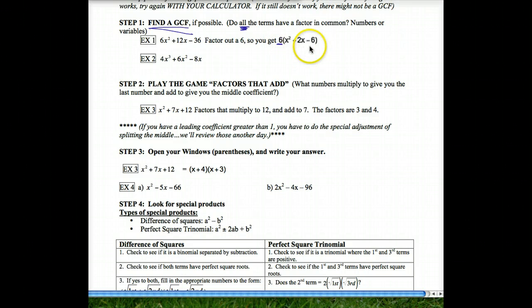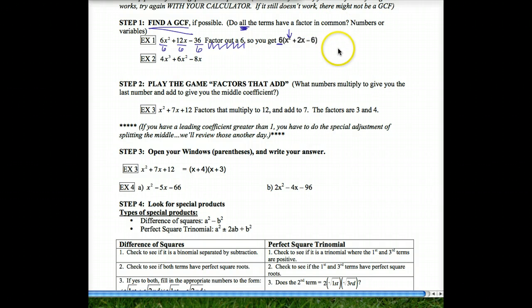What is left in the parentheses, this is really like division. If you're factoring out a 6, that means you're dividing each individual term by 6. The 6 goes in front, and what's left is exactly what we would get from simplifying this. 6x² divided by 6 is x². 12x divided by 6 is 2x. Negative 36 divided by 6 is negative 6.